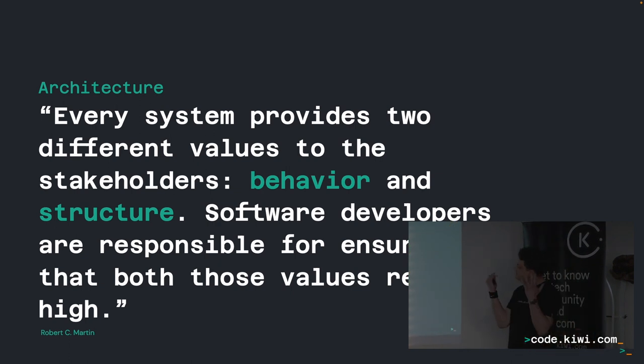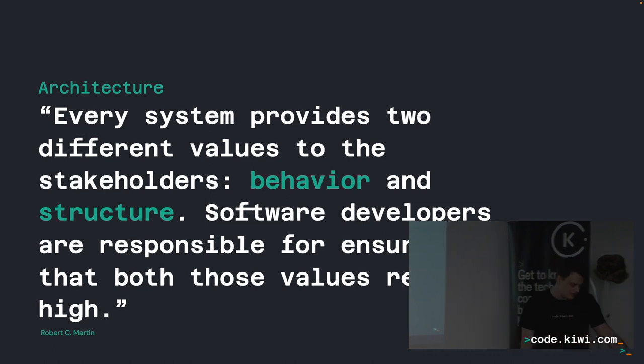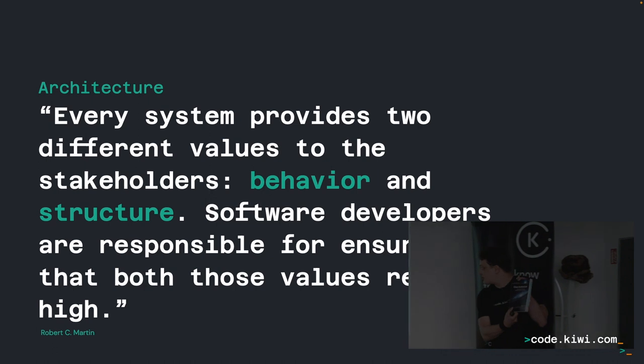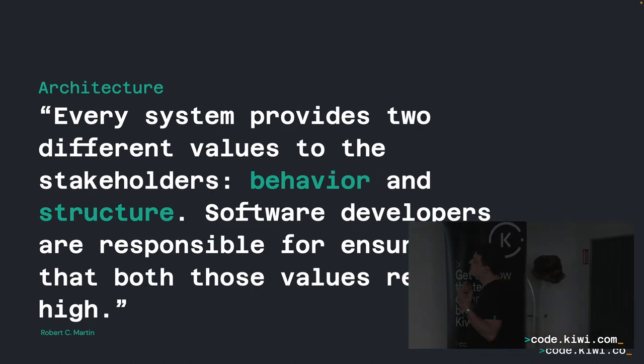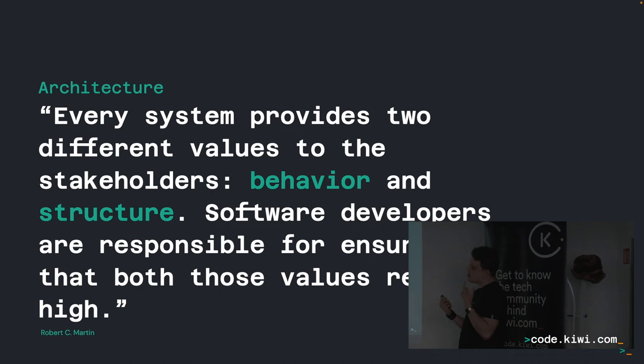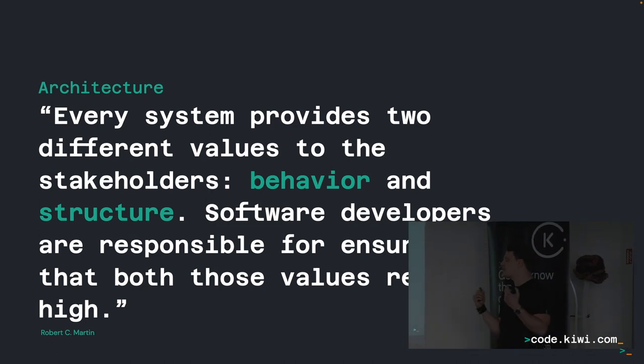To kick this off, there's a quote from Robert C. Martin, author of the book Clean Architecture. He basically says that every system provides two different values for stakeholders. There's the behavior and there's the structure. Behavior is basically what makes money or saves money. That's the reason of being of every computer system.